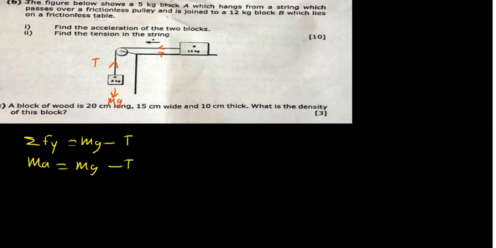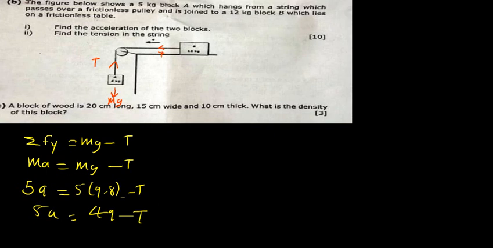The figure shows a 5 kg block A, so that is 5 kg multiplied by the acceleration, and that will be equal to 5 multiplied by 9.8 minus tension. So 5a is going to be 5 multiplied by 9.8, that is 49, minus tension. So this will be the first equation.